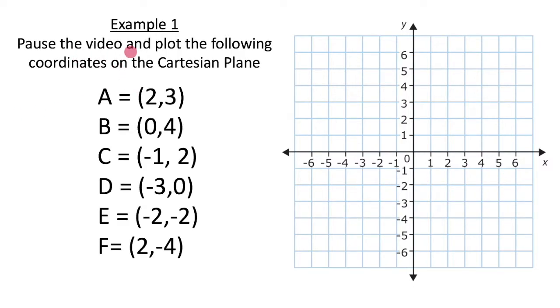This is where I want you to pause the video and plot the following coordinates on the Cartesian plane. So pause the video now and give this a go. So how did you go labeling these coordinates? Let's now go through them together.